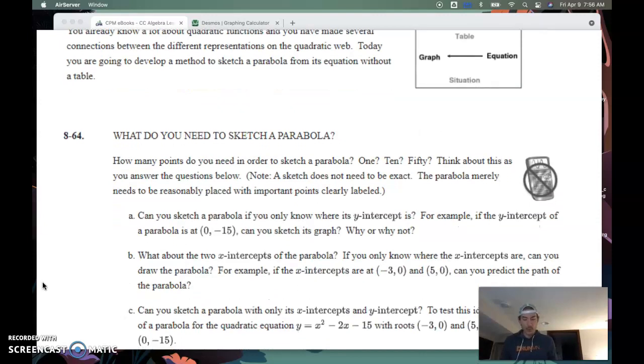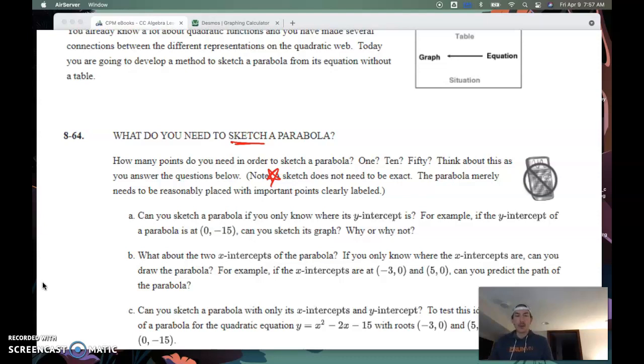So the first question that we're asked is, what do we need to sketch a parabola? And I'll inform you, and this is something I say all the time in class, a sketch doesn't need to be perfect, right? We don't use sketches for exactness. If I was going to do a project in class where I needed precision and accuracy, I would not have a sketch. I would have a computer-aided graphical design, maybe something like Desmos. So what do we need to do that?